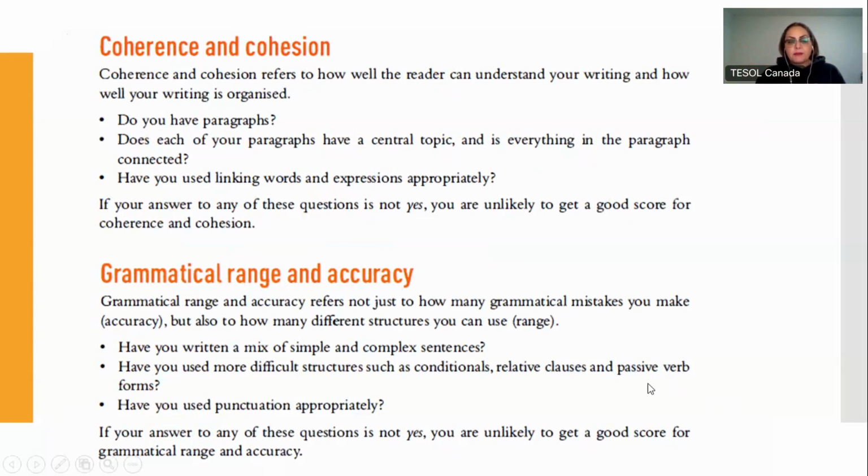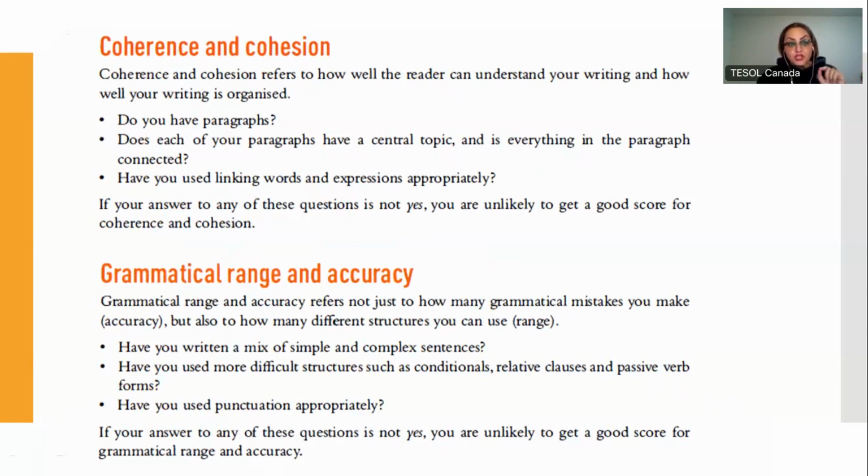The third one is grammatical range and accuracy, which refers not just to how many grammatical mistakes you make, which is accuracy, but also to how many different structures you can use, range of grammar. Have you written a mix of simple and complex sentences?